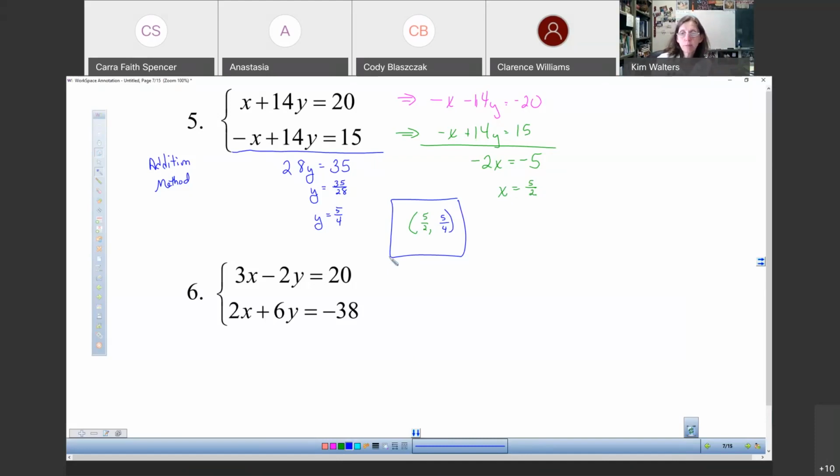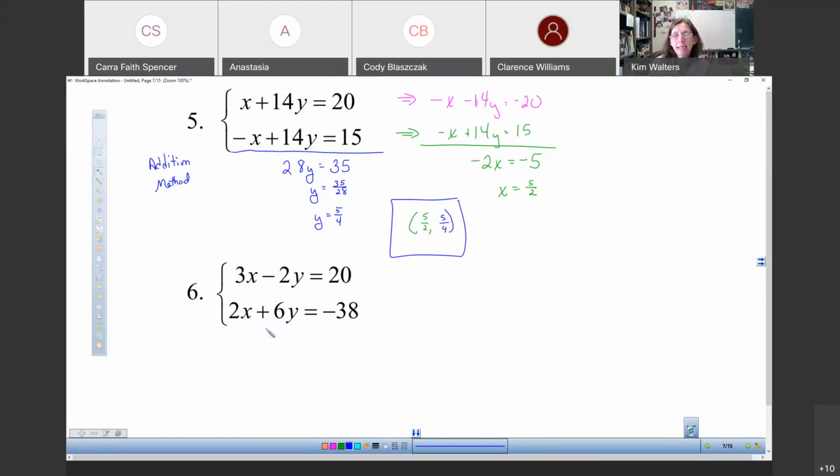Okay, let's move along. Number 6 is a little bit harder because if you notice on number 5, I had an x here and a negative x, a 14 and a 14. So I had the same coefficient, different signs or the same signs. This one, I don't have the same coefficient on either my x or my y. So I have to make some choices here. Anybody remember this and might have an idea of what I can do? There's actually several different things I can do. So I'm open to suggestions here.